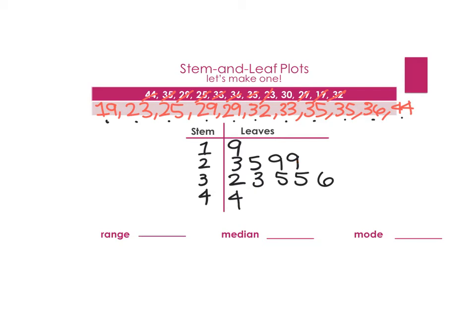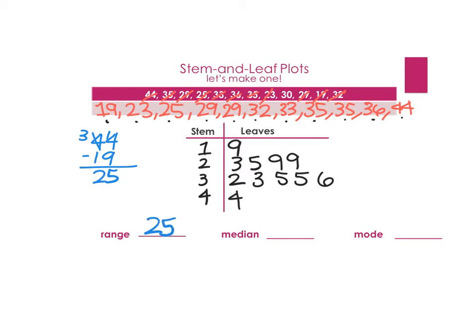All right, let's tackle these things in the bottom. First thing I'm going to do is find the range. How do we find the range? Okay, hopefully you remembered it's the greatest minus the least. Our greatest is 44. Our least is 19. Can we do 4 minus 9? Nope. Gotta borrow. 14 minus 9 is 5. 3 minus 1 is 2. So our range is 25.